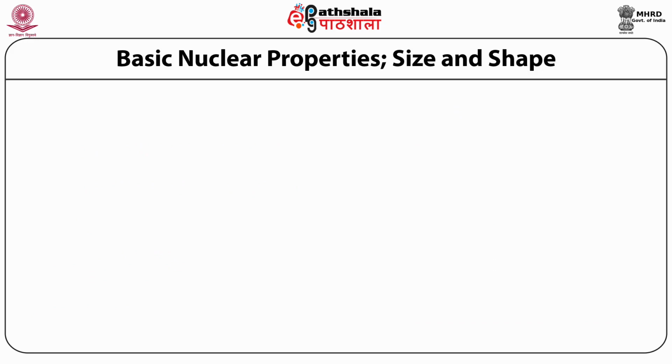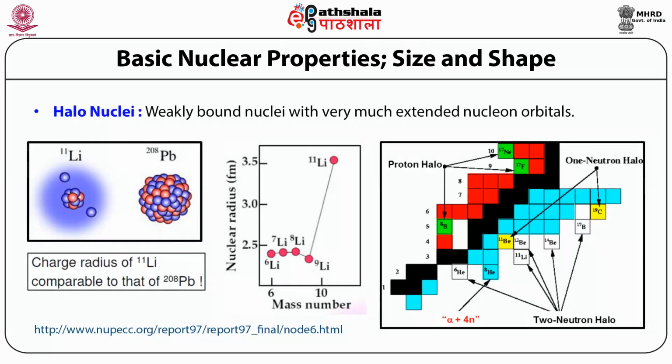Basic nuclear properties, size and shape. Now, when we talk about the size and shape of the nucleus, we come across a special type of nuclei which are called halo nuclei. Now, what are halo nuclei? They are weakly bound nuclei with very much extended nucleon orbits. Means these are some special kind of nuclei in which the radius, or the charge distribution, is extended in an unusual way to very high values.